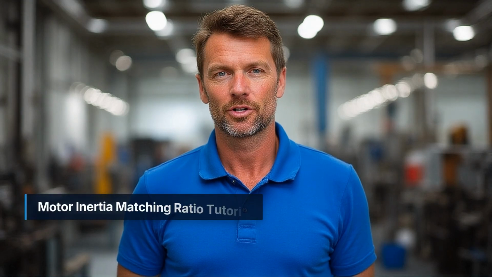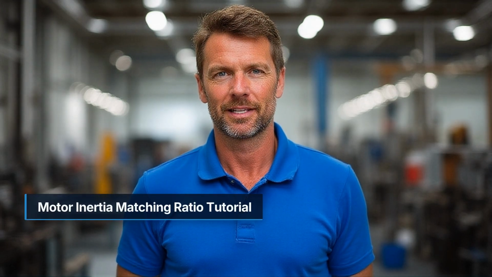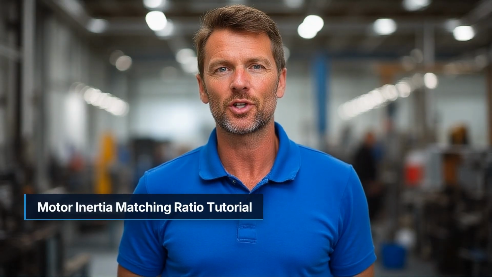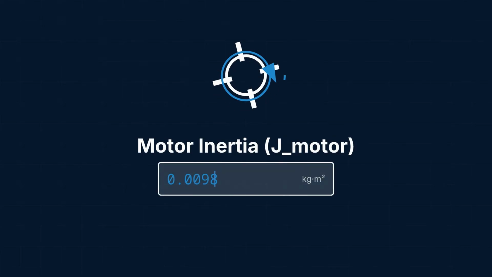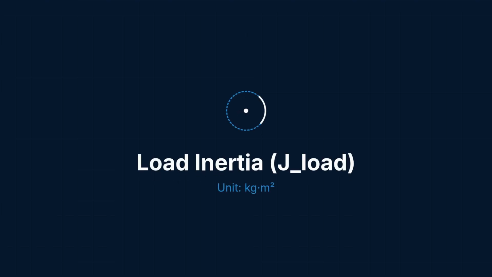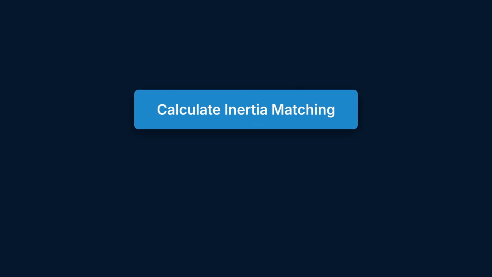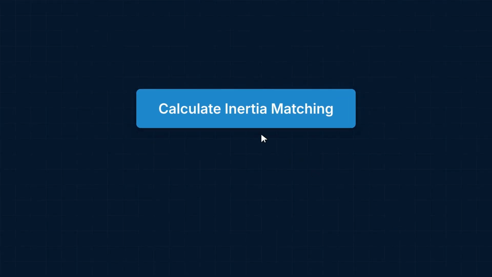This is the Motor Inertia Matching Ratio interactive calculator, which determines the inertia ratio between your motor and load after gear reduction. The calculator has 3 input fields. First is motor inertia in kilogram meters squared, where you enter your motor's rotational inertia. Second is load inertia, also in kilogram meters squared, where you input your load's rotational inertia. Third is gear ratio in n/1 format, which is your reduction ratio. After entering these values, you click Calculate Inertia Matching.